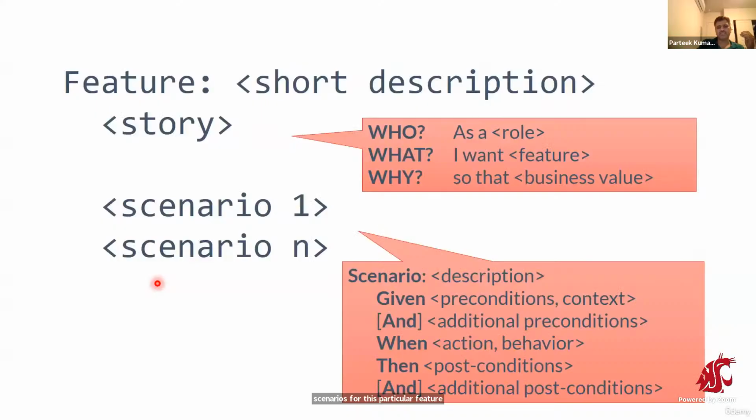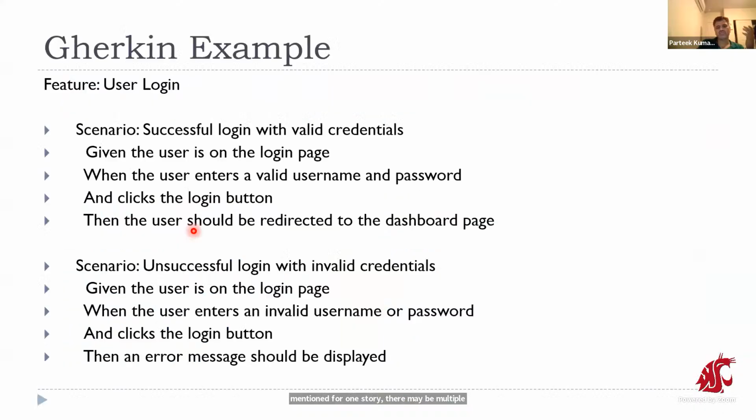So as I mentioned, for one story, there may be multiple scenarios. If one story is user login, there are two possible scenarios. One may be successful login, second may be unsuccessful login. And every scenario has three main parts: Given, When, and Then. So you see that for successful login, I have written: given the user is on the login page, and when the user enters valid username and password and clicks the login button, then the user should be redirected to the dashboard page.